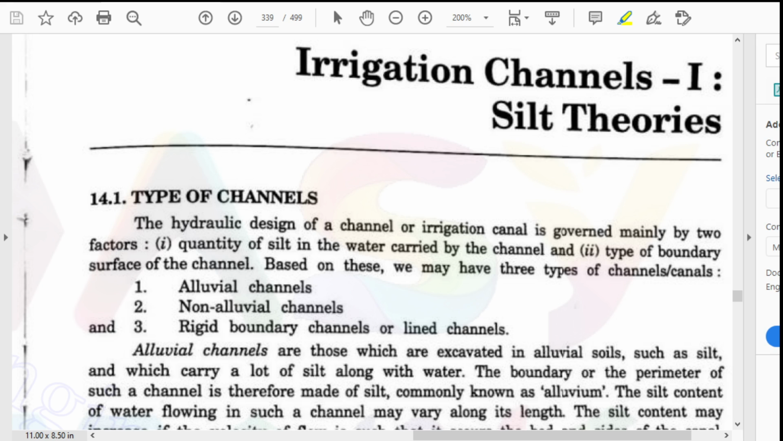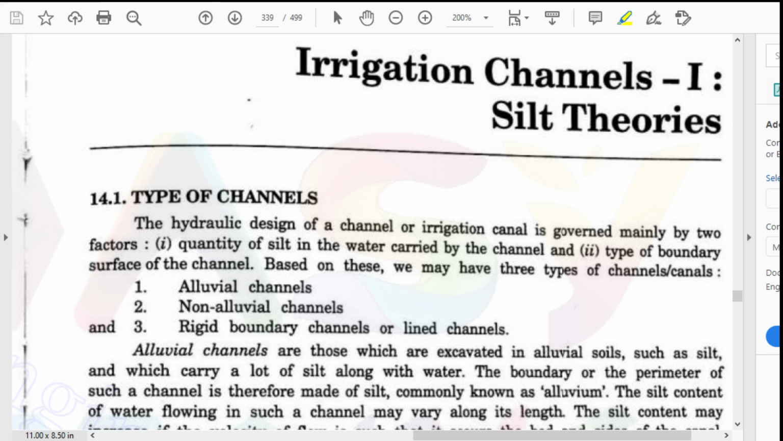Hello everyone. In this video, we will study the irrigation canal design theories, that is, silt theories. Now, in your syllabus, there are two theories. First is Kennedy's theory and second is Lacey's theory. Okay. Now, types of channels.